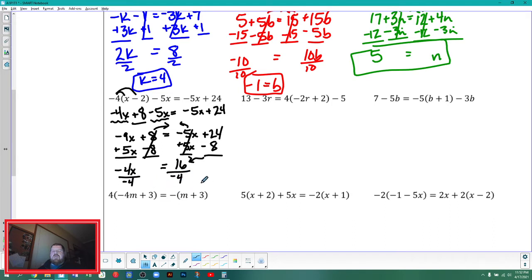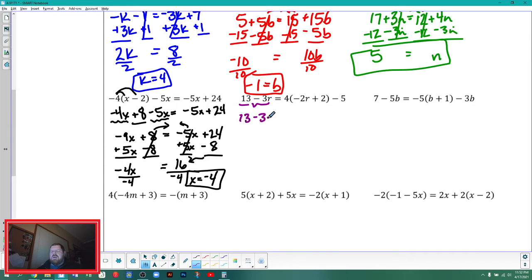And I didn't leave much room to write all these. That is okay. Write small, I think you can handle it. Next one. Over here I got number, variable. We're good there. Over here I've got a distribute, and then I've got a number out there. So I'm going to copy down this side.